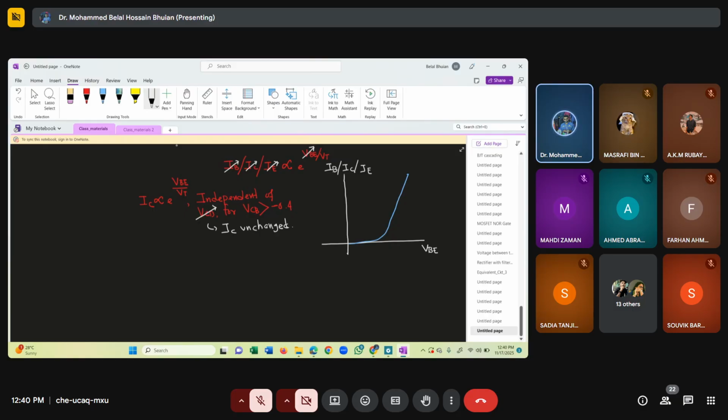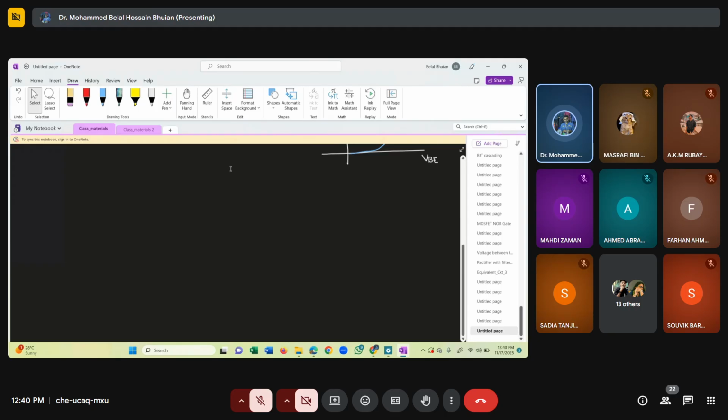Okay, IC unchanged. So that can be graphically represented. If I want to represent this statement graphically, it looks like this. IC and VCB. So that is our 0. And then we found that it looks like this. So that is minus 0.4 volt.